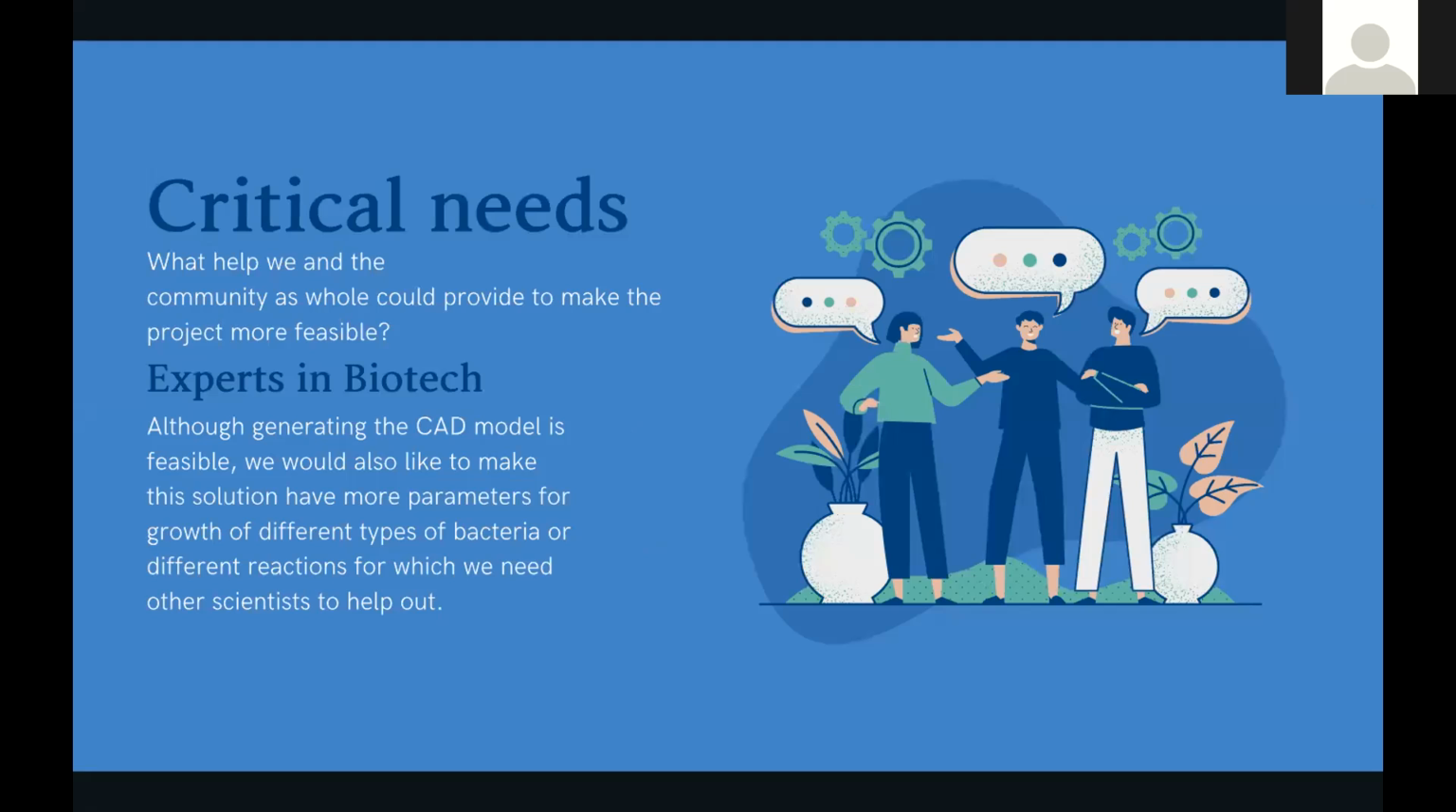What we want is to help the community as much as possible to make the project more feasible. So generating a CAD model, we get that it's feasible, but you don't really have to start from scratch over and over again. All we've got to do is input parameters and add rules to the list of existing rules. And we think that different scientists might be able to help us make the software way better than it is.